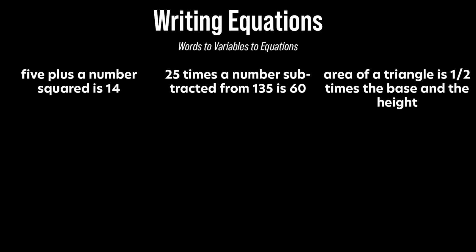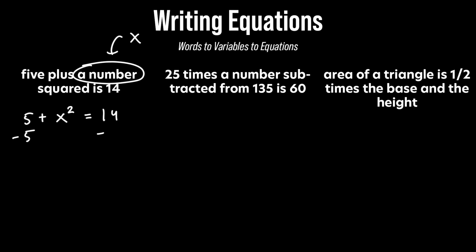So let's jump right in the first example. We have 5 plus a number squared is 14. So let's write this out step by step. We have 5 plus a number. So 5 plus a number. When it says a number, this is where the variable comes into play. We can create our own variable, and let's just call it x. It doesn't matter what we call it, but x is a common variable name. 5 plus x squared is equal to 14. So now we've written this into an equation. And in fact, we can solve it.